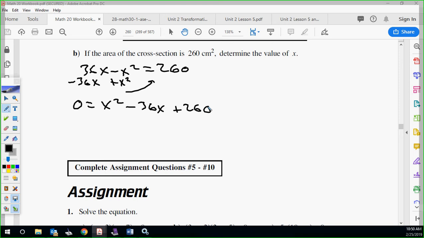You can kind of see that one, can't you? It's 260, 26 times 10. So that means my answers are 26 and 10, but we need to check them.